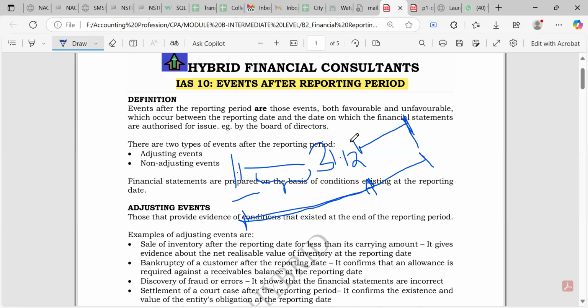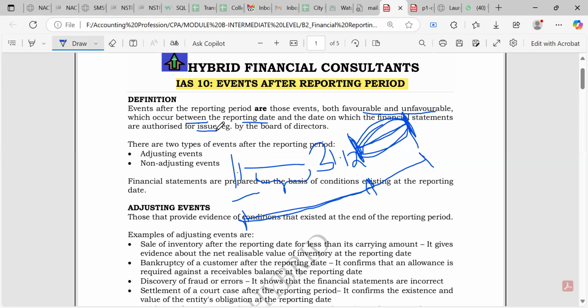Events after the end of the reporting period, up to the date the financial statement is authorized for issue. So there could be a lot of events taking place between these 2 points, right? That's why you say there are events, both favorable or unfavorable, it doesn't matter, which occur between the reporting date and the date in which the financial statements are authorized for issue.